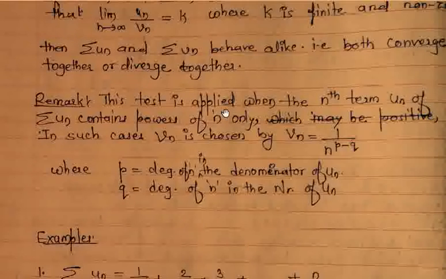Okay, this test is applied when the nth term un of the sum of un contains powers of n only. In such cases, vn is chosen as vn is 1 divided by n to the p minus q. What is this p minus q? So p is the degree of the denominator and q is the degree of the numerator.